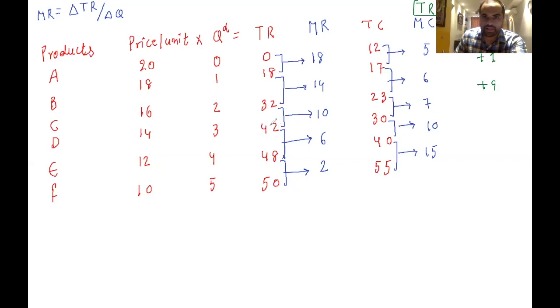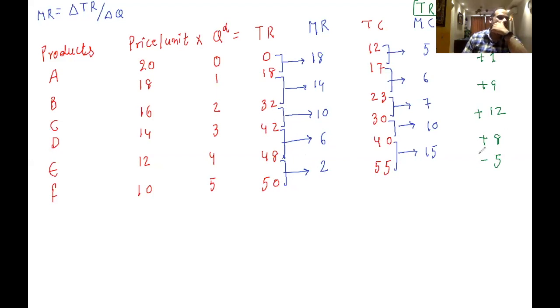Next is 42 minus 30, which is 12. 48 minus 40, which is 8. And revenue 50, cost 55, it's a loss. So: loss, profit, profit, profit, profit, and loss.